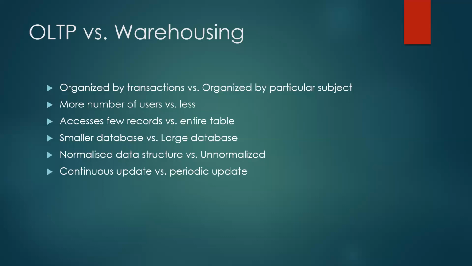Operational data maintains current data. That's why I said the database would be smaller. Data warehousing maintains historical data, so that's why your database can get bigger. Then, normalized data structure versus unnormalized.